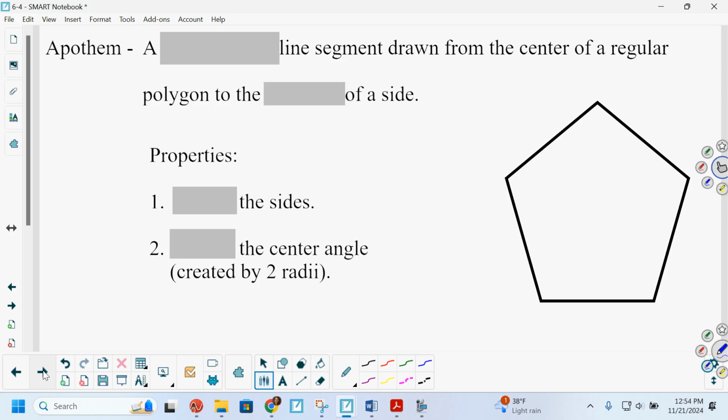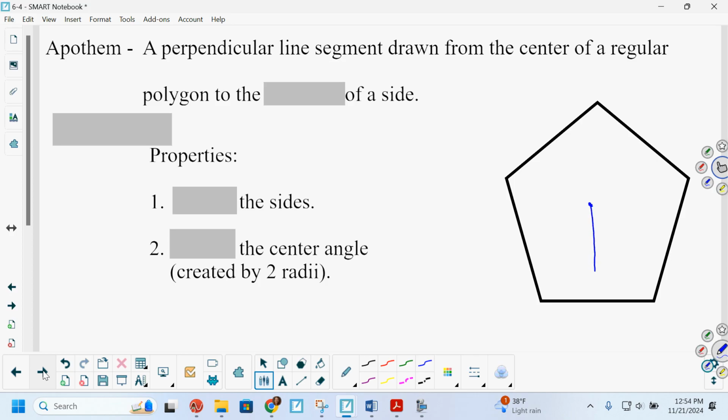So new term, it's called the apothem. And the apothem simply is a perpendicular line segment drawn from the center of a regular polygon to one of the sides, and it's going to hit the midpoint. So this is the midpoint, and it's perpendicular. So that's the apothem. So this red line right here, that's the apothem.